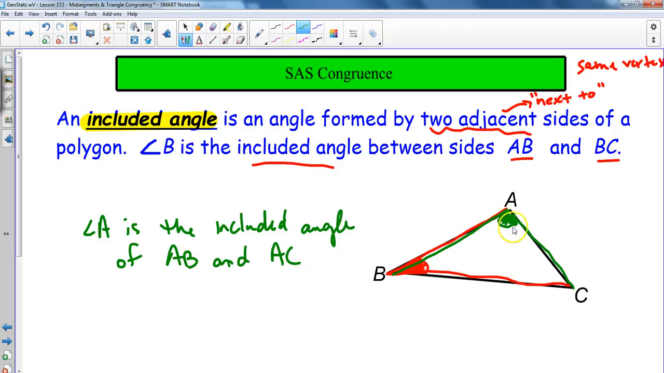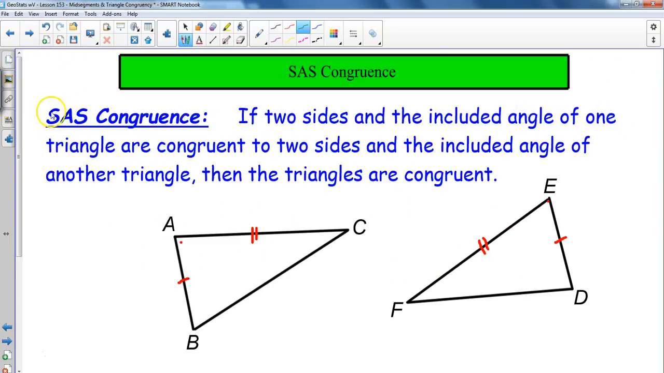So again, if you have two of the sides coming together, the angle is in between those sides, or it is formed by those two sides coming together and forming a vertex. We call it an included angle. So why this is important is for our next shortcut.